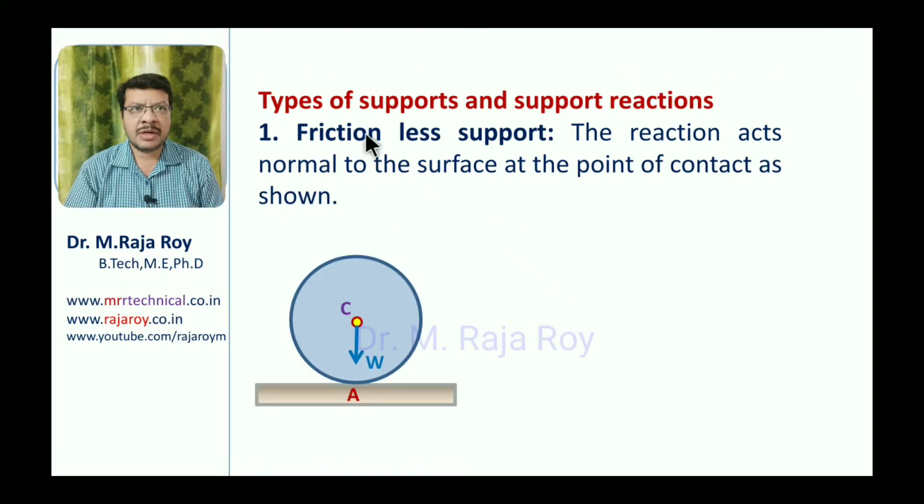Now we will see what are the different types of supports and support reactions. First we will see the frictionless support. So here if you observe, the sphere is just resting on the plane surface. In this case you can neglect the friction. For frictionless supports, the reaction always acts in the normal direction.